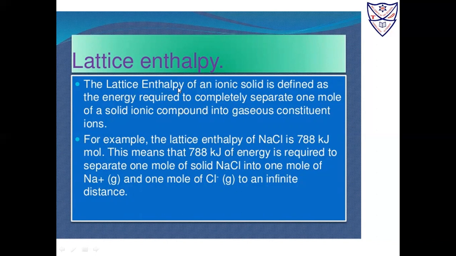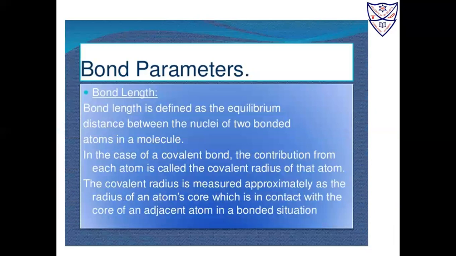Enthalpy is the energy required by the compound to be converted to the gaseous constituents. For example, the lattice enthalpy of NaCl is 788 kilojoule. This means this much energy is required to separate 1 mole of solid NaCl into 1 mole of Na+ in gaseous form and 1 mole of Cl minus in gaseous form, to an infinite distance. So this much energy is required to convert it. It's the lattice enthalpy. Now we'll discuss the bond parameters.